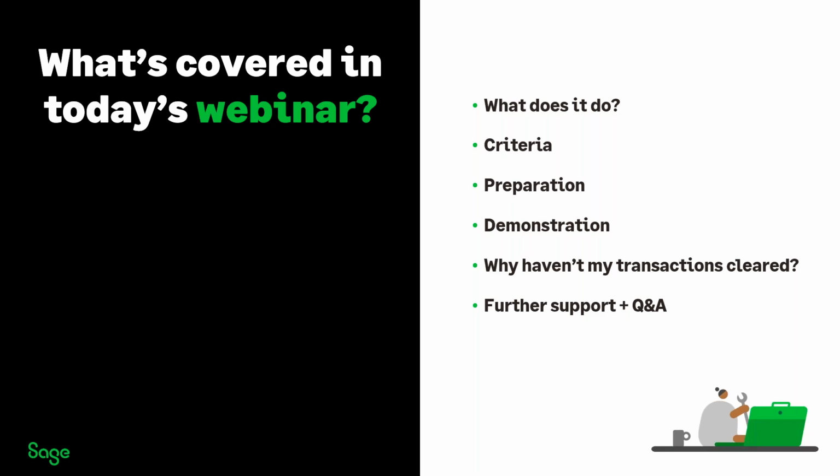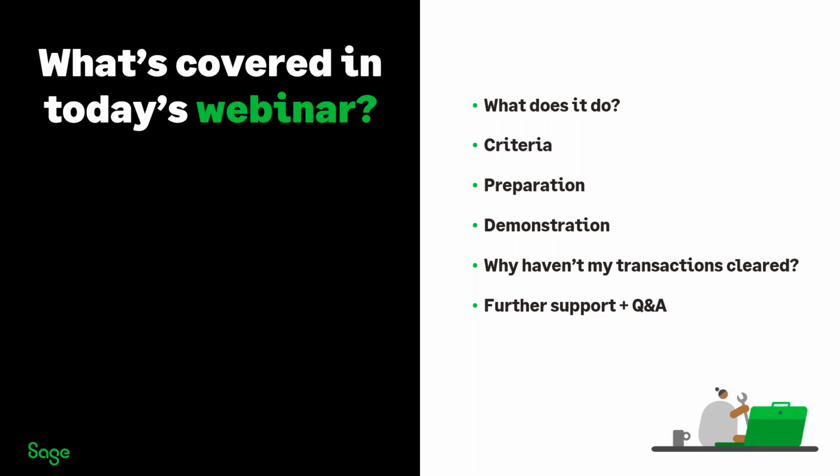We'll then get stuck into more behind the scenes, the criteria. So if you are going to clear your audit trail, what's the criteria for transactions to be cleared from that audit trail if you run through that option? We'll look at steps for preparing. So how can you get the most benefit from it? What do you need to do to your transactions to make sure as many of those transactions can be cleared as possible? We'll obviously run through a demonstration so you can see what that looks like.